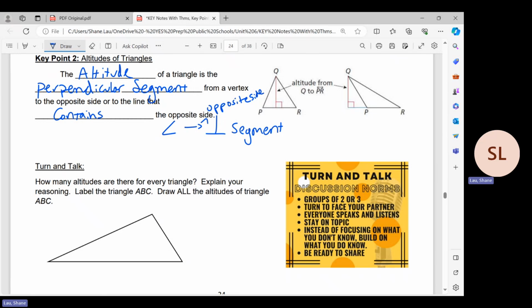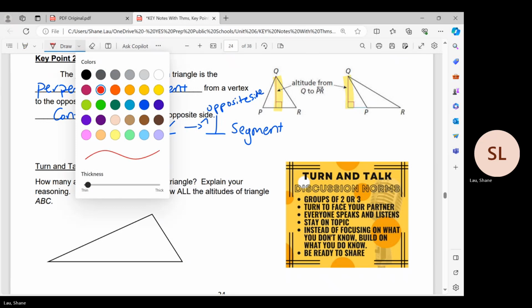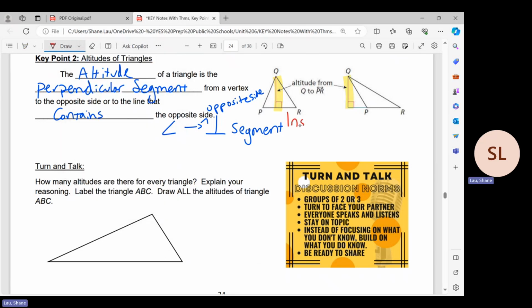And so if we look at the diagram on the right-hand side, we'll see that there's two examples. We have this example, and we have this example. They're both correct. So what this is telling us is that these can either be inside the triangle or they can be outside the triangle. Now, for some of these, it's going to make a little bit more sense to say that they're going to be on the outside rather than inside, and vice versa.